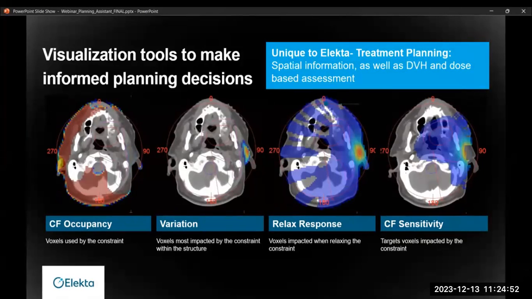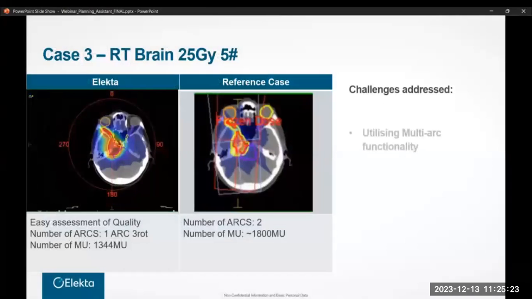And this relaxed response feature actually tells you, if you adjust the constraint, where the dose is going to go. So rather than try things and have the doctor say, oh, I want you to try and reduce the dose of the brainstem, you can actually tell, if you adjust the dose of the brainstem, where the dose is going to go. So you can be very, very predictable in terms of trying to improve plan quality and understand the conflicts. And then finally, the cost function sensitivity is a really nice function that tells you how to get your target coverage better. So it really does give you a host of tools to be able to improve things.